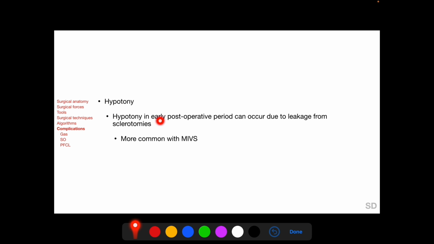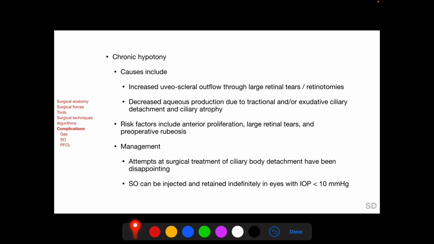Hypotony may occur in the early post-operative period due to leakage from sclerotomies, which is more common with MIVS, in which sclerotomies are not closed with sutures. Hypotony can also occur in the late post-operative period either due to increased uveoscleral outflow through large retinal breaks or decreased aqueous production due to tractional or exudative ciliary detachment or ciliary atrophy. Attempts at surgical repair of ciliary body detachment have been disappointing, and silicone oil can be injected and retained indefinitely in eyes with intraocular pressure less than 10 mm of mercury.